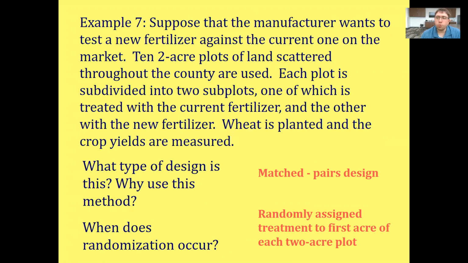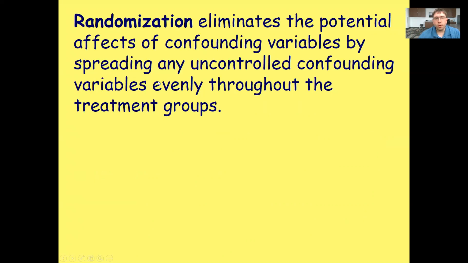The question then becomes, when does the randomization actually occur? Because remember, we have to randomly be assigning some sort of treatment at some point throughout this. And the randomization is going to occur once we split the plot in half. We're going to decide which half randomly gets the new treatment versus the old fertilizer treatment. That's when the randomization happens. So it could be a coin flip. It could be pulling a card out of a hat, whatever, like number 1, number 2. As long as it's random, it doesn't matter which method you use.